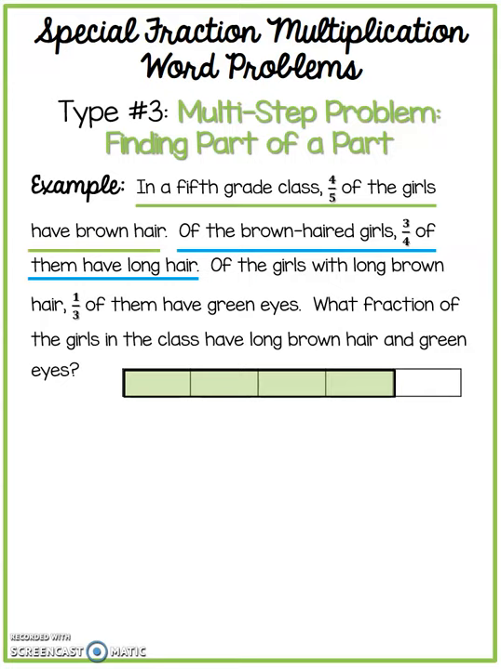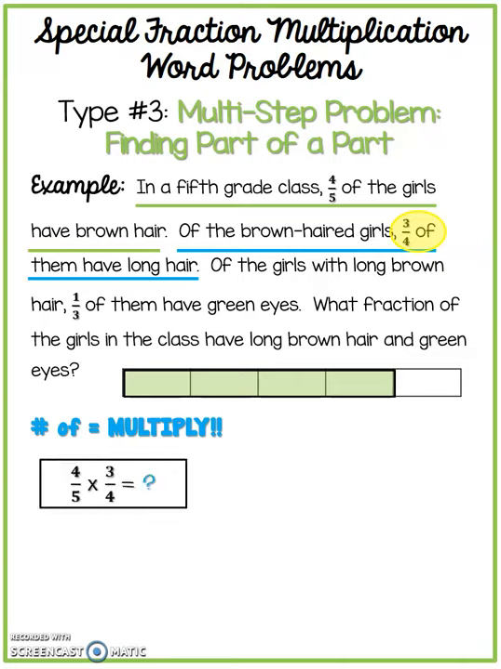So if I'm zooming in on just that part of the bar that's shaded in, I know I now need to take a part of a part because I see that fraction of combination. I'm trying to find 3/4 of the 4/5 because I need 3/4 of them, meaning the girls with brown hair.